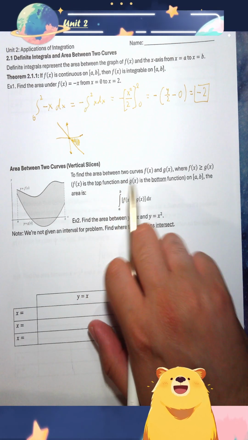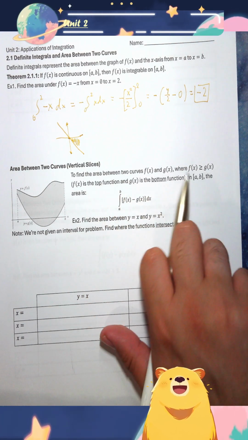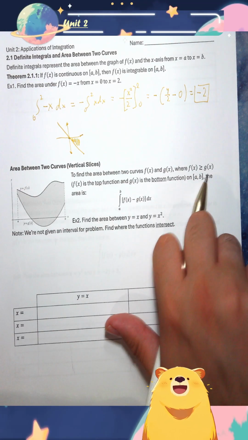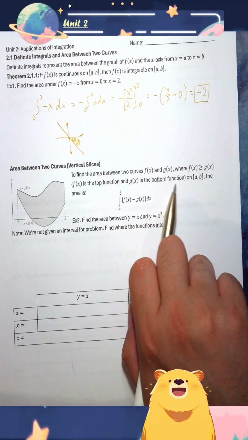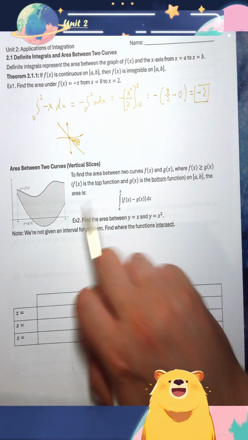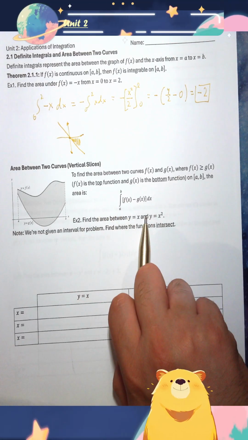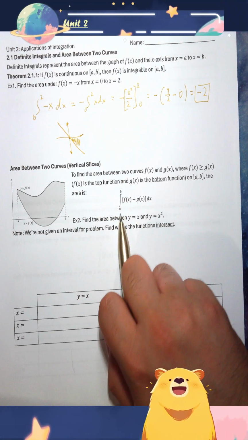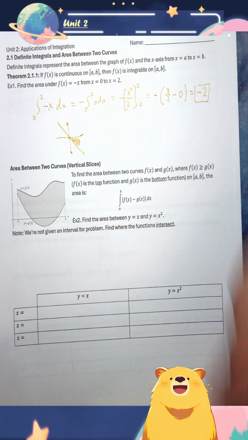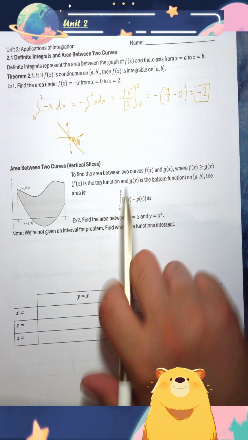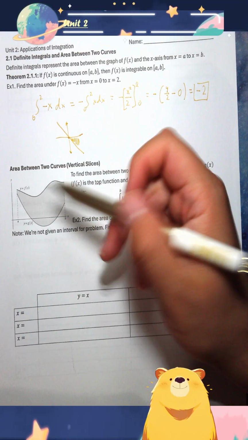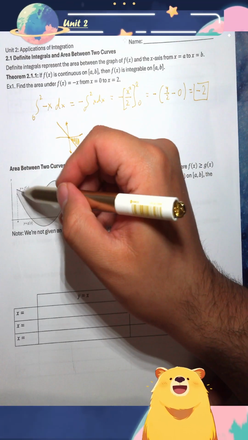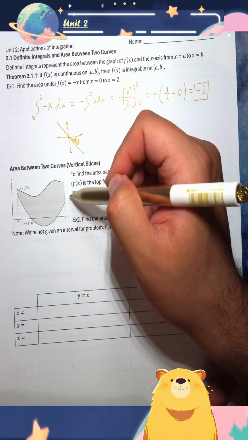To find the area between two curves, f of x and g of x, where one function is greater than the other, f being the top part and g being the bottom part on the interval a to b, the area is defined here as the integral over that interval of f minus g, where f is the top and g is the bottom. Visually here, we can see that f is on top of g.